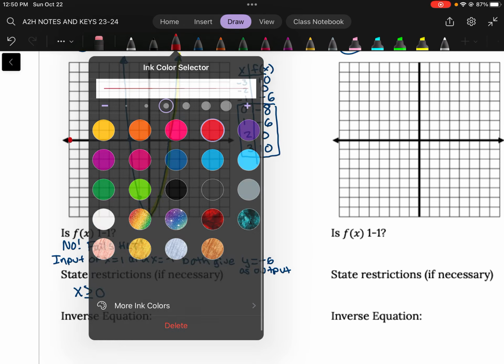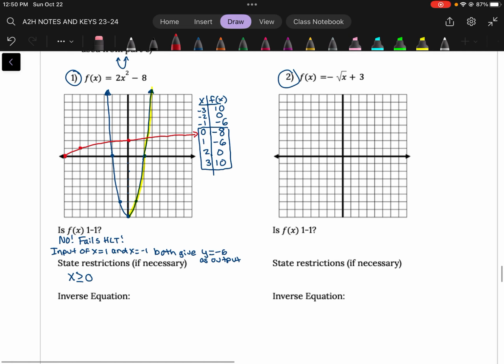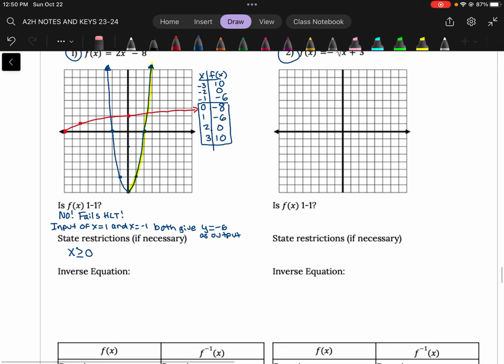So 0, -8 becomes -8, 0. 1, -6 becomes -6, 1. 2, 0 becomes 0, 2. And 3, 10 becomes 10, 3, which is off the graph. So I end up with this, right? Okay. Inverse equation.